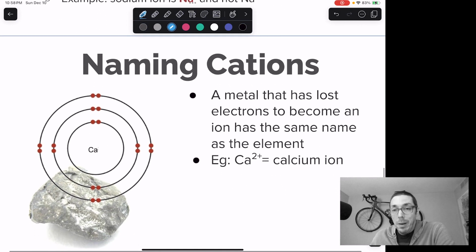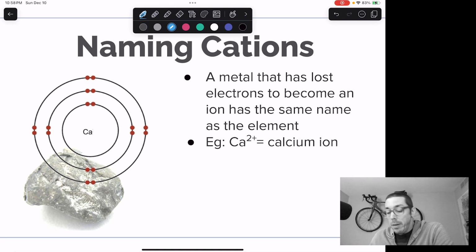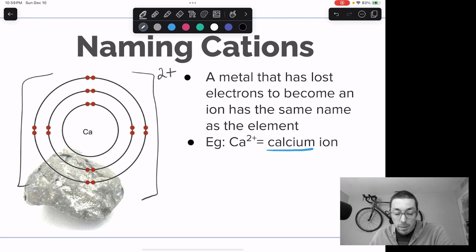What about naming? How do we name an ion? Well, it depends on if it's positive or negative. So metals, we know, become positive, and a metal that lost electrons to become an ion just has the same name as its element. So Ca+2 is just called a calcium ion. Calcium is the name of the element. And I should put my square brackets around there and say the charge, because that is a 2 plus calcium ion.